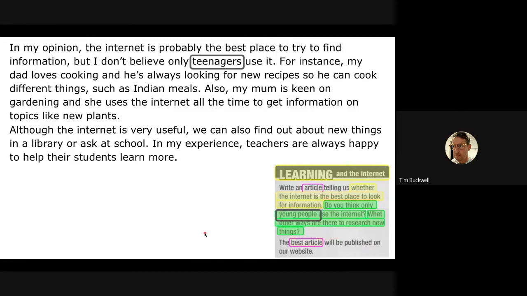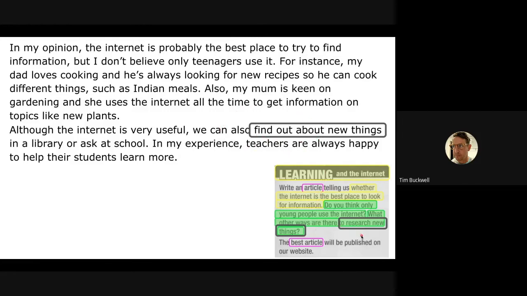Another example, in the question, it talks about young people. And in our answer, we talk about teenagers. One more example. In the question, it talks about researching new things. And in the answer, it talks about finding out about new things.